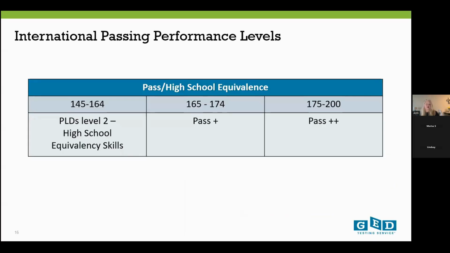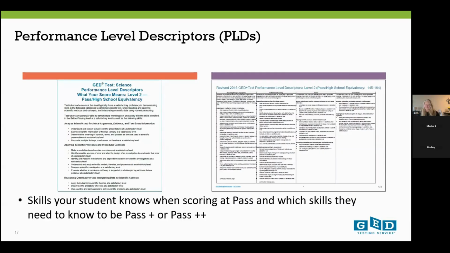This is to put in perspective for you. A 145 to a 164 is the high school equivalency. If they score a 145 to a 200, they're going to get a high school equivalency. But for you in the classroom to know what a pass plus and a pass plus plus is, I provided the 165 to 174 as a pass plus and a 175 to 200 as a pass plus plus. So it's really important to know, as I said, how to improve your student's score if they want to get higher.